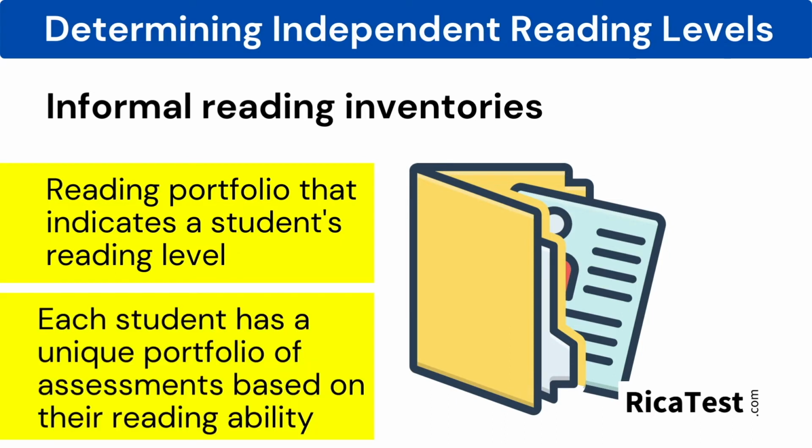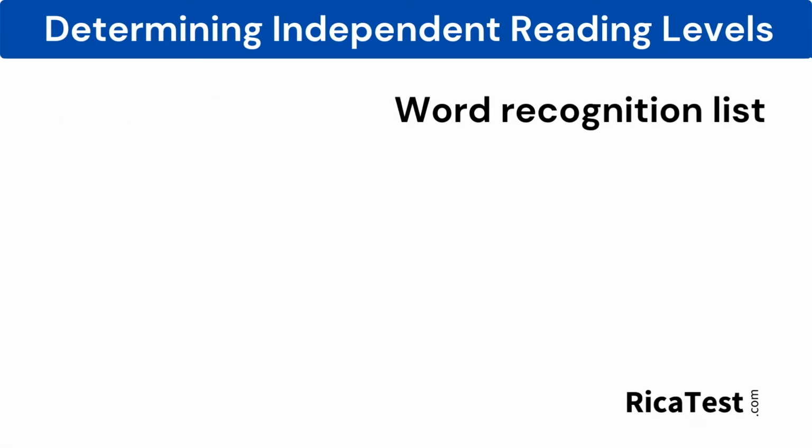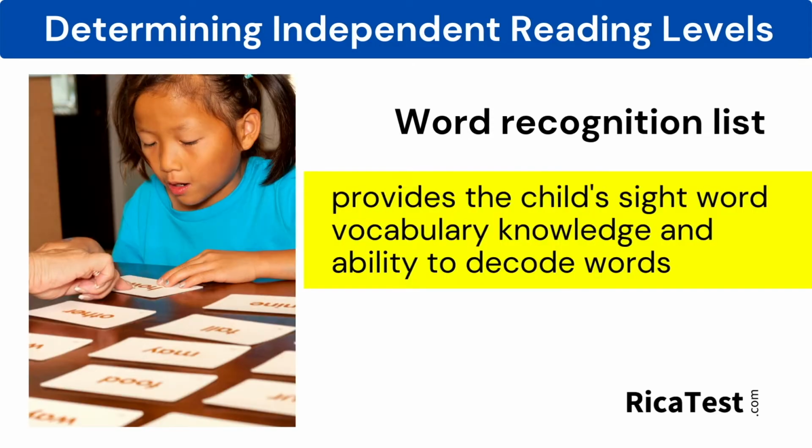The important note about informal reading inventories is that each student will have a unique portfolio of assessments based on their reading skill and ability. The next type of assessment used to determine students' reading levels is called a word recognition list, which provides the teacher with the child's sight word vocabulary knowledge and ability to decode words based on their sound to symbol relationship.